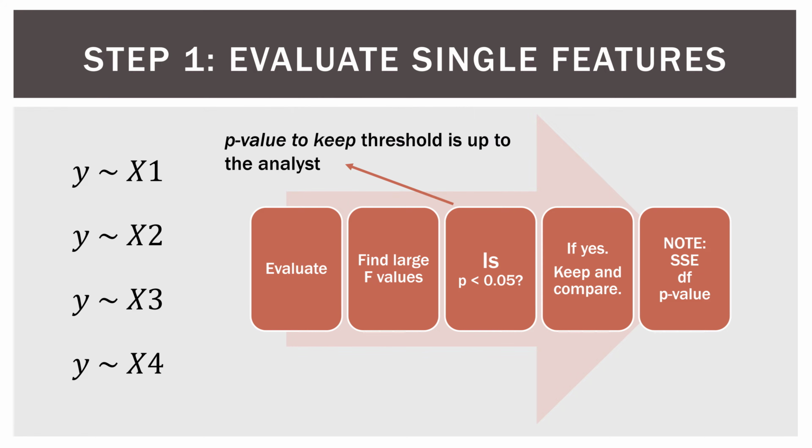Now, I want to point out that this stopping rule, the p-value that we're using, is completely up to the analyst. It's up to you. If you want a very strict model, you can set this p-value very, very low, and that means the p-value to get into the model has to be very small. Or you can be more liberal with it, set it higher, and that will potentially allow more variables in the model. There is no right or wrong answer to this. It's really up to you, but 0.05 is sort of a happy medium.